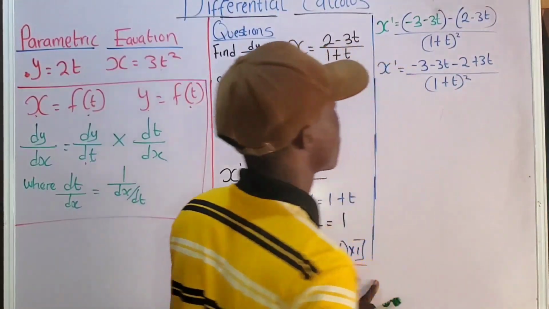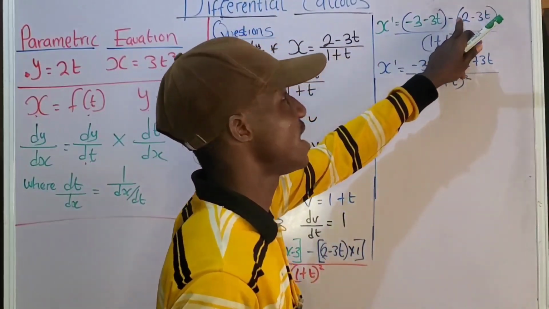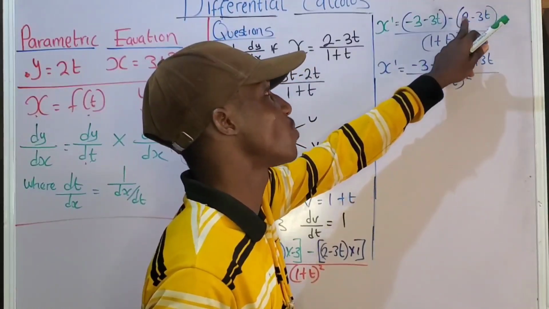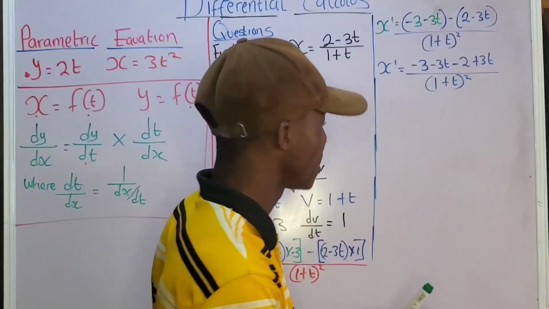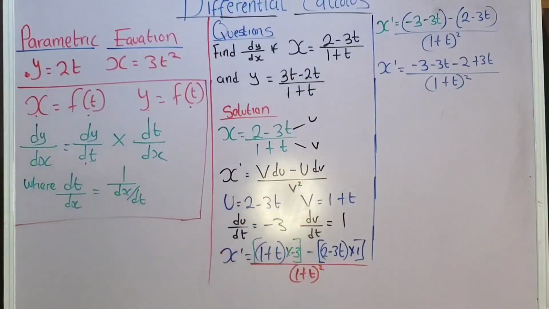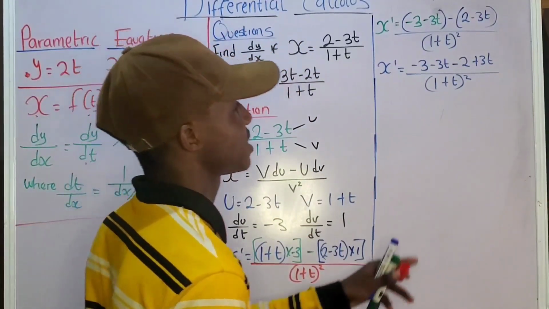Do you know what I did? This negative that you see here, there is an invisible 1. So negative 1 times 2, that is negative 2. Negative 1 times negative 3t, that is plus 3t. So having done that, we can simplify it. Simplify the numerator by collecting like terms.